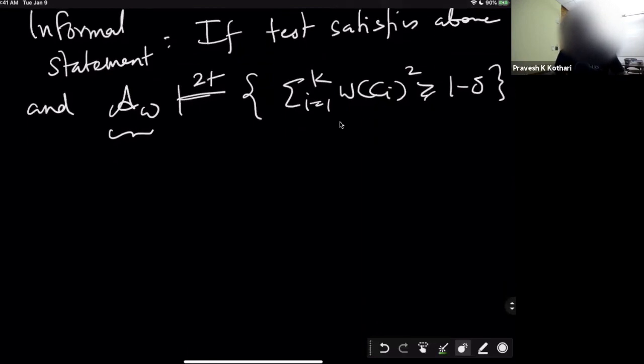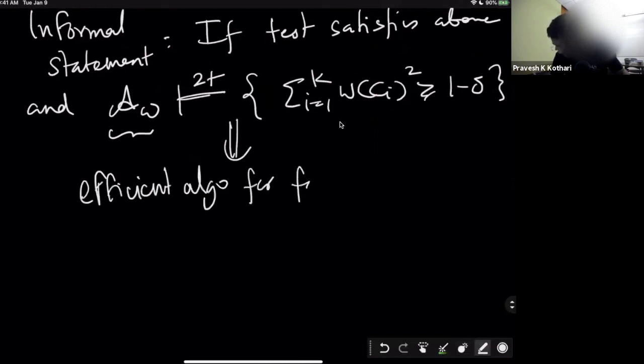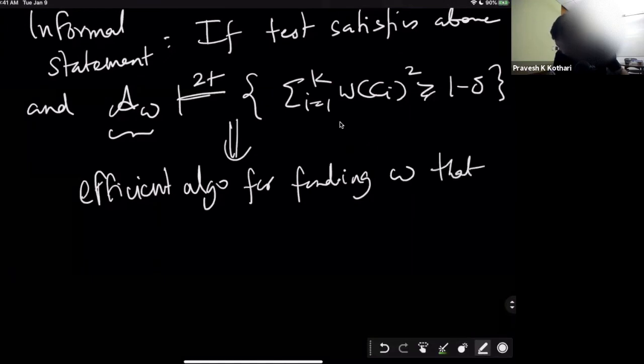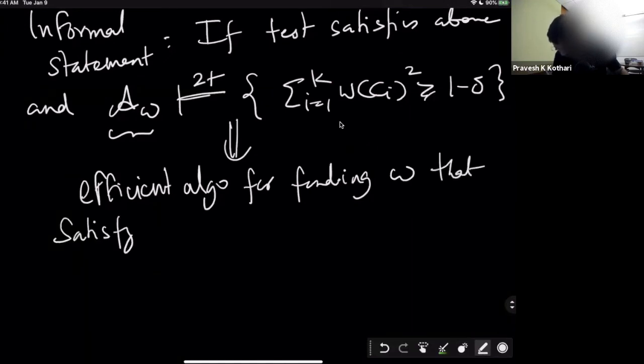if this happens, then in fact we can obtain an efficient algorithm for finding W's that satisfy the checks. Of course, for us, those are clusters. So what this is saying is that if there is a low degree sum of squares proof of soundness of the test, then you can get an efficient algorithm for finding something that satisfies the test.